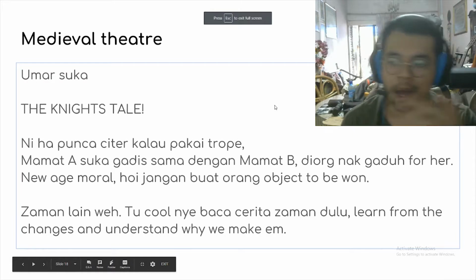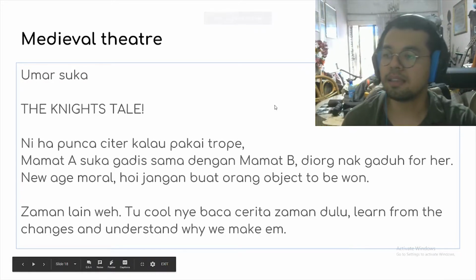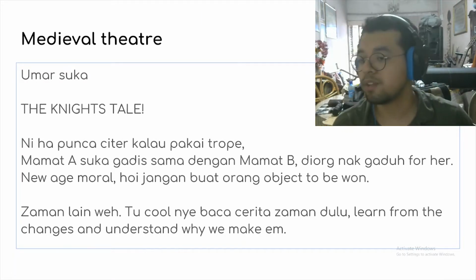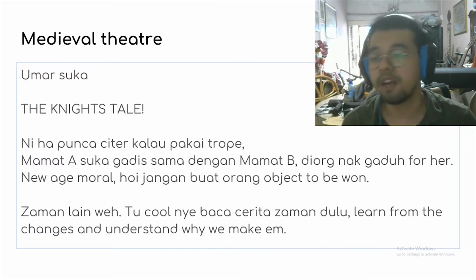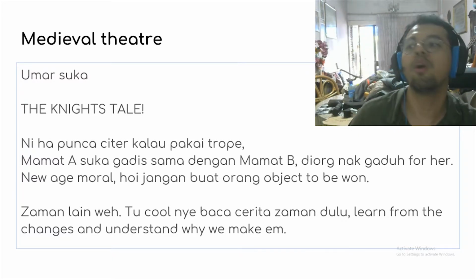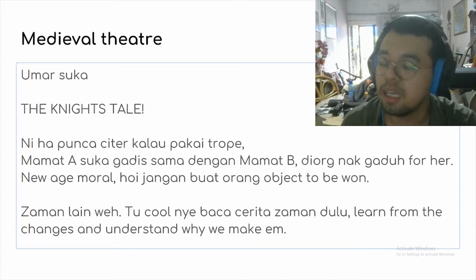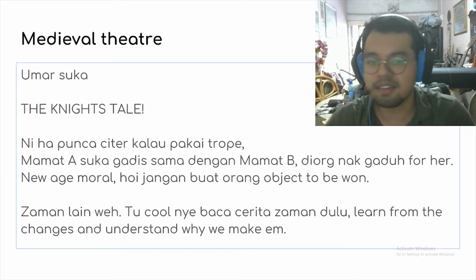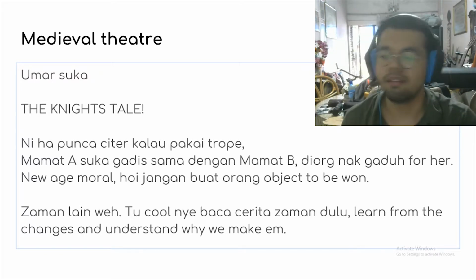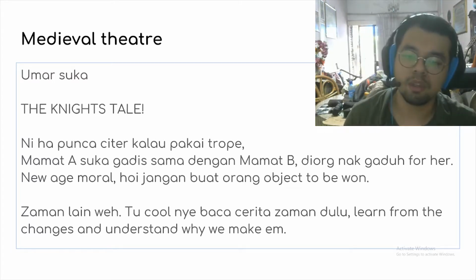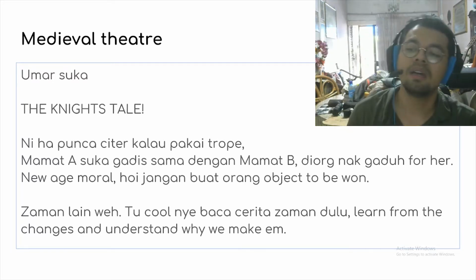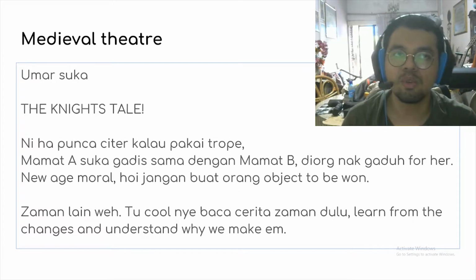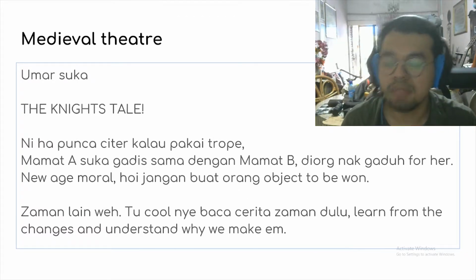So back to this. So like, The Knight's Tale ni pun cerita kalau pakai trope, Mamat A suka gadis sama dengan Mamat B and they fight for her in a joust. The joust is when they go on horses and they poke each other with lidi. Well, not really, more like fat spears. And like the new age model is jangan buat orang object to be won. You shouldn't win something. But then again, dulu it was like you win and you win the girl lah, something like that lah.